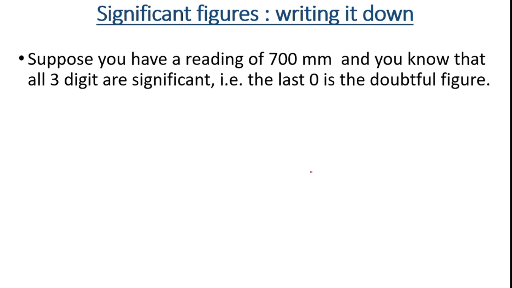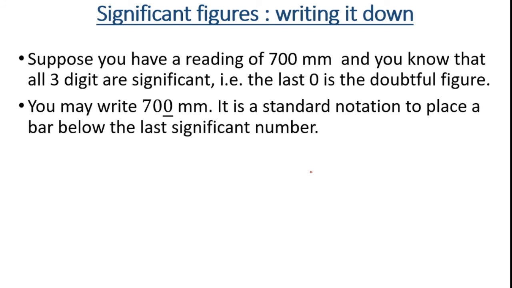So how to write down significant figures? Now that we have identified significant figures, how to actually write them down? Suppose you have a reading of 700 millimeter and you know that all 3 digits are significant, that is, the last 0 only is the doubtful figure. So what you do is you write down 700 and you put an underbar on the last 0. It is a standard notation.